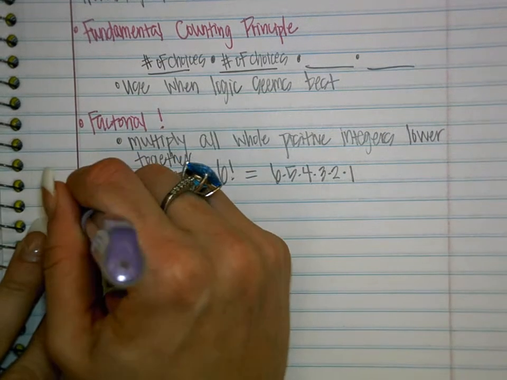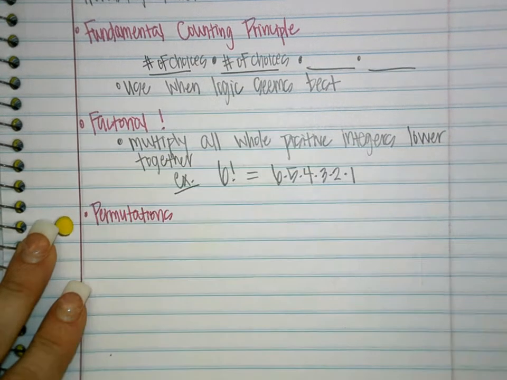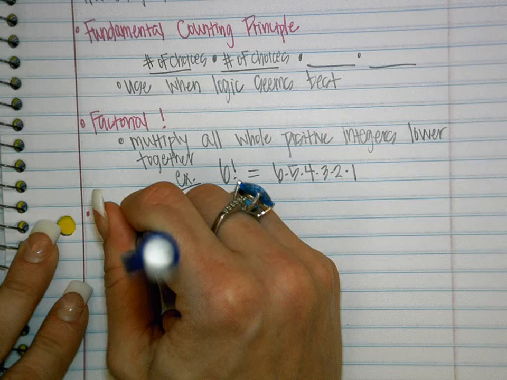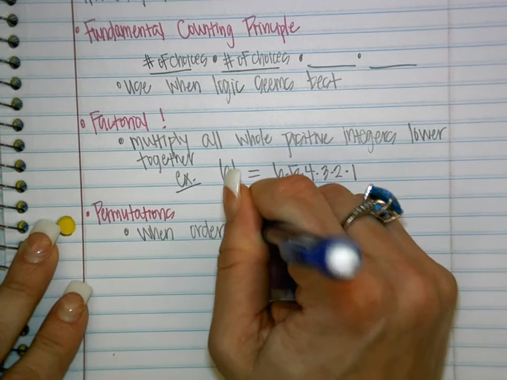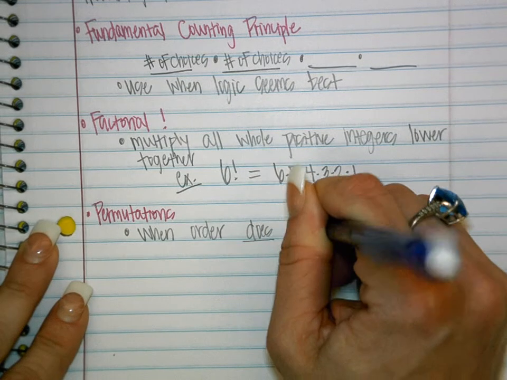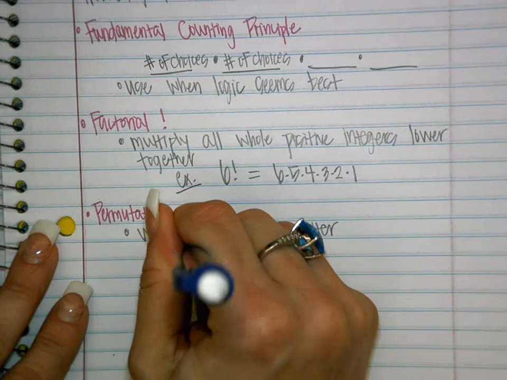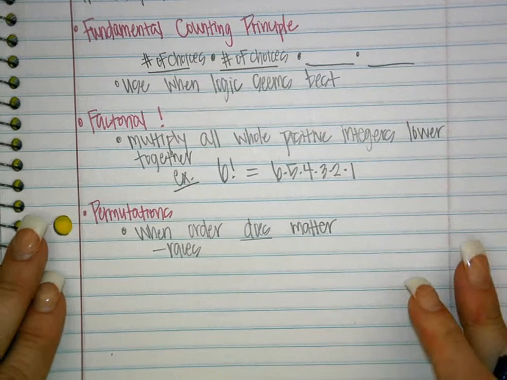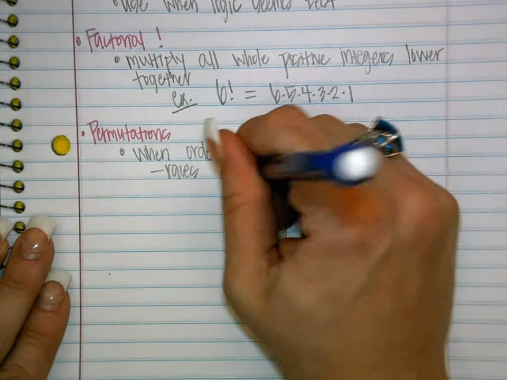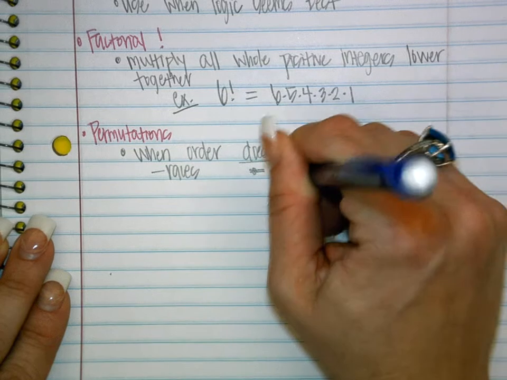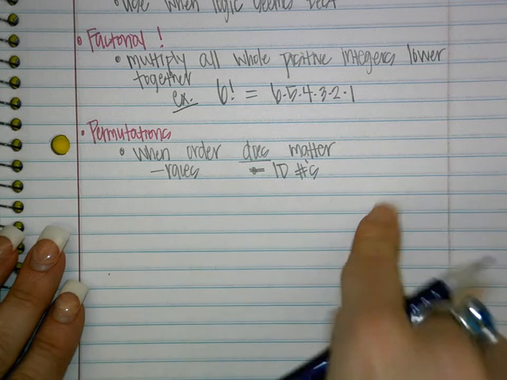Next thing we went over were permutations. You are supposed to use permutations when order does matter. Sometimes when order does matter would be in a race, so determine how many different ways there are to finish first, second, and third, that type of stuff. Races, identification numbers, so things like phone numbers, social security numbers, stuff like that. When order does matter.